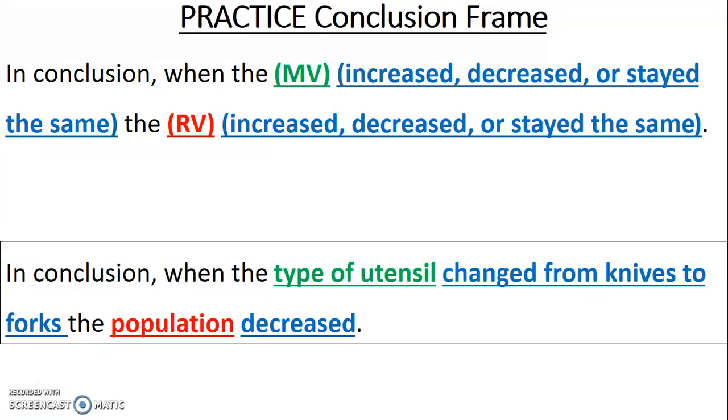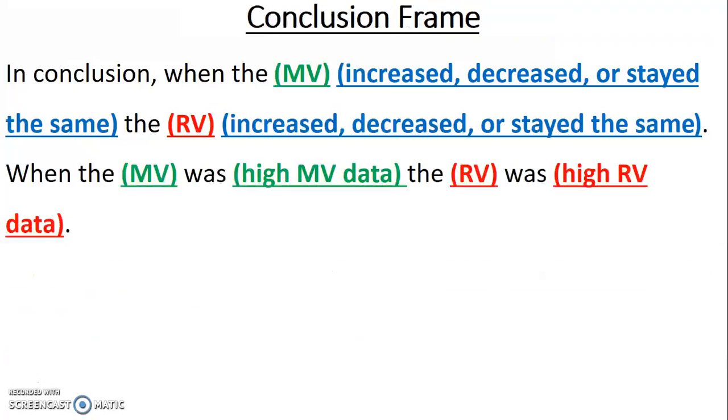So, notice that in this first sentence, we don't have any numbers or data or anything. We just give the answer. So we answered the scientific question. The population changed because it went from knives to forks. So let's take a look at what we need to put in our second sentence. So here's our first sentence, and then here's our new sentence.